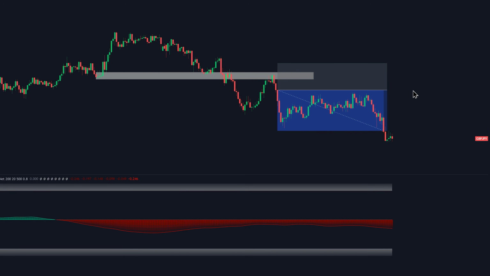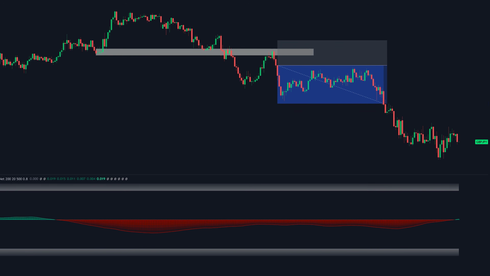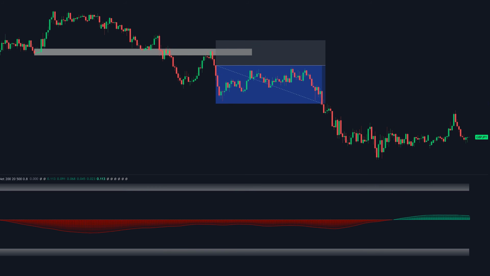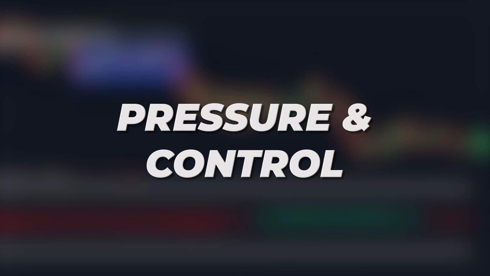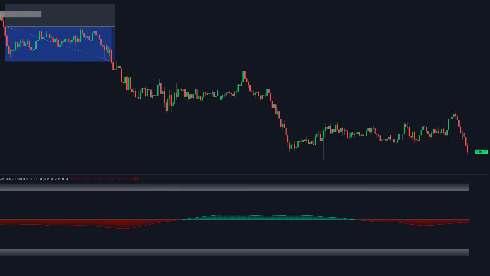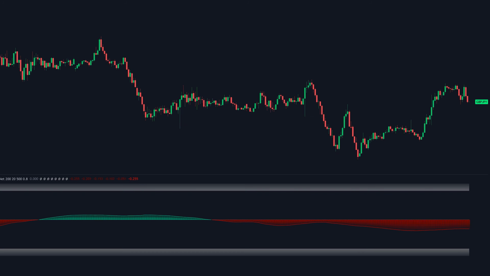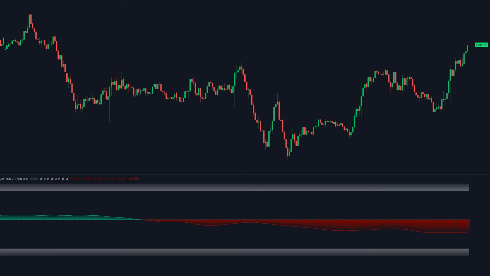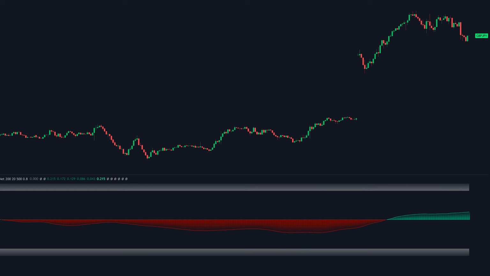Quick word on expectations before we wrap. This tool doesn't magically label smart money with perfect accuracy. What it does is measure how price reacts under different volume conditions, then translates that into pressure and control. Used correctly, it keeps you on the right side of participation, and it helps you avoid taking trades when the market is dead or confused. Your job is still to pick good levels, manage risk, and wait for real candles to confirm the entry.